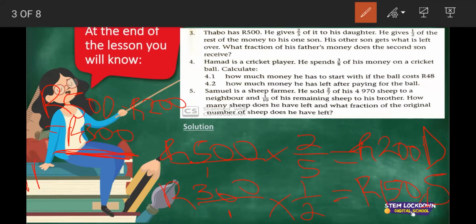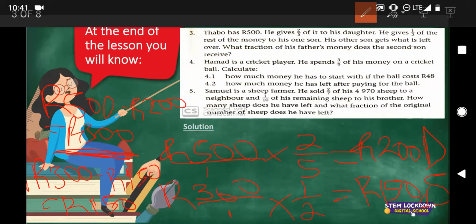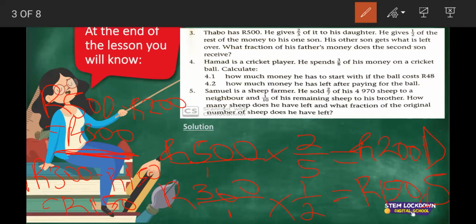So now let's calculate the remaining money. We'll say 300 minus 150, because the first son already took the 150, and the remaining money will be 150. That's for his last son, which is the second one, right? So the second son right here will get the remaining money. The question was, what fraction of his father's money does the second son get? We don't know his fraction, but most definitely we know now he's going to get 150.